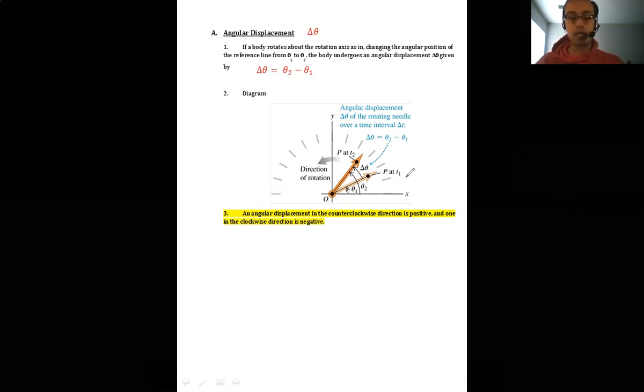And remember that an angular displacement in the counterclockwise direction is positive. So this is positive theta. And something that's in the clockwise direction is negative theta.